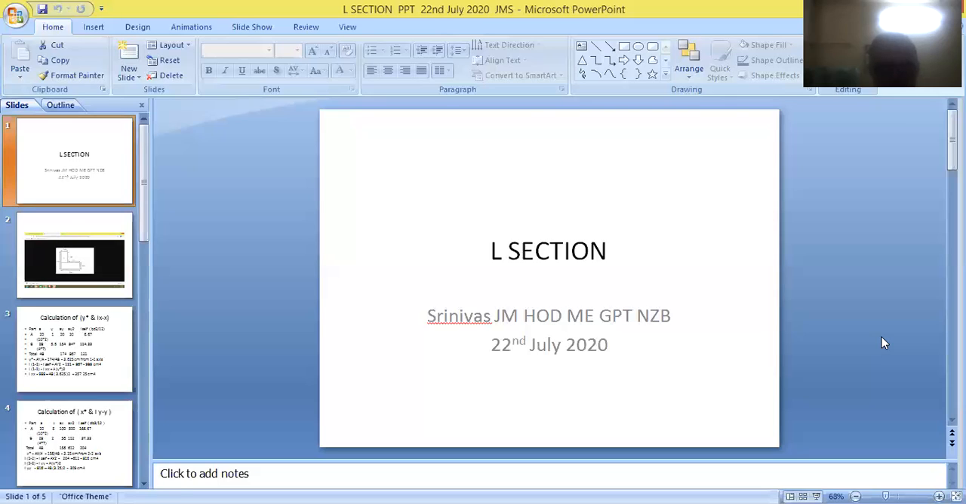Values of X bar, values of Y bar, values of Ixx and the values of Iyy, and plotting all these things in the figure. So these are the things which we are supposed to do while solving problems in these topics.